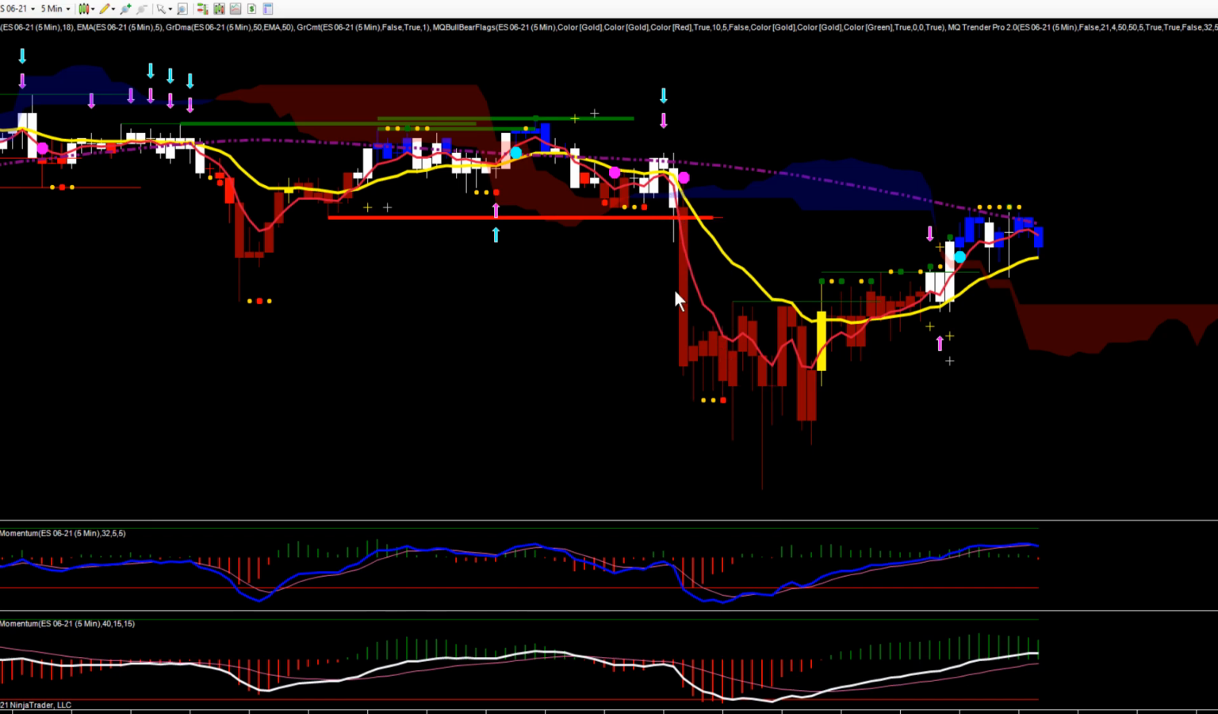So again, take the breakout in the direction of the trend, confirming it with momentum, and that increases your probabilities. So again, we like breakouts with trend.